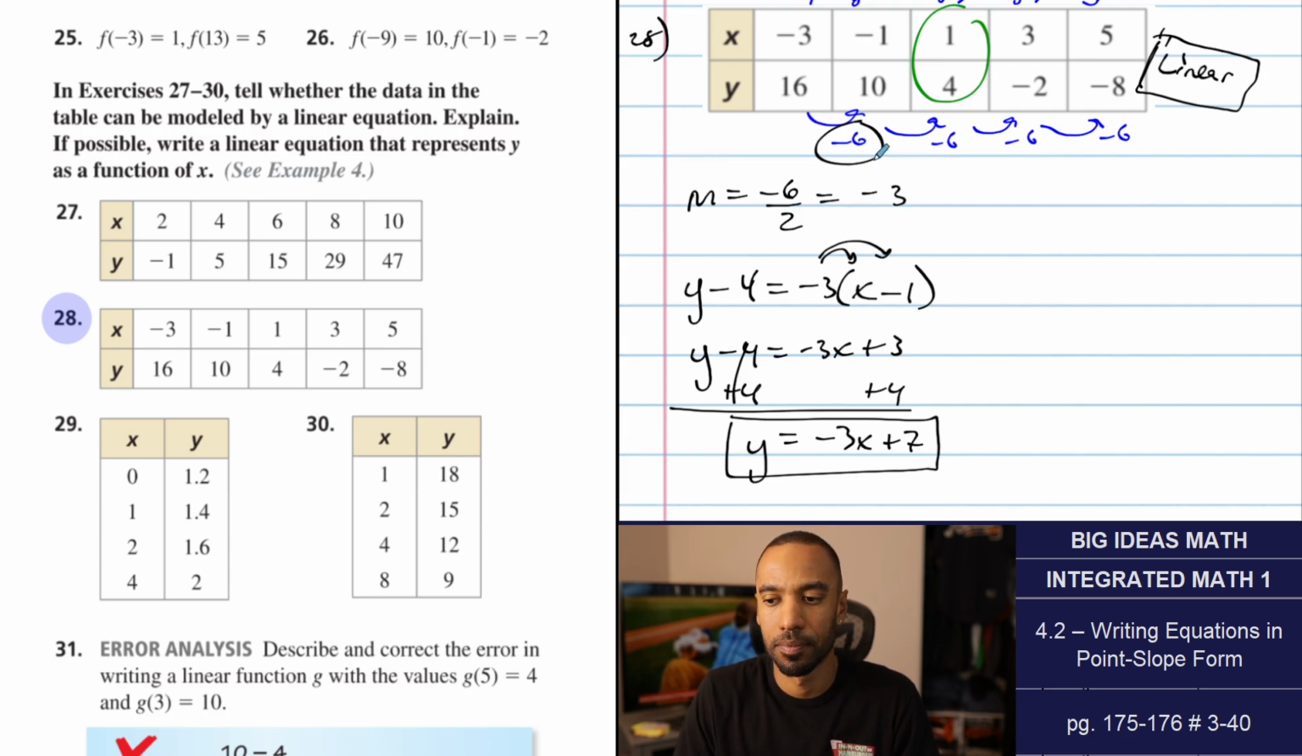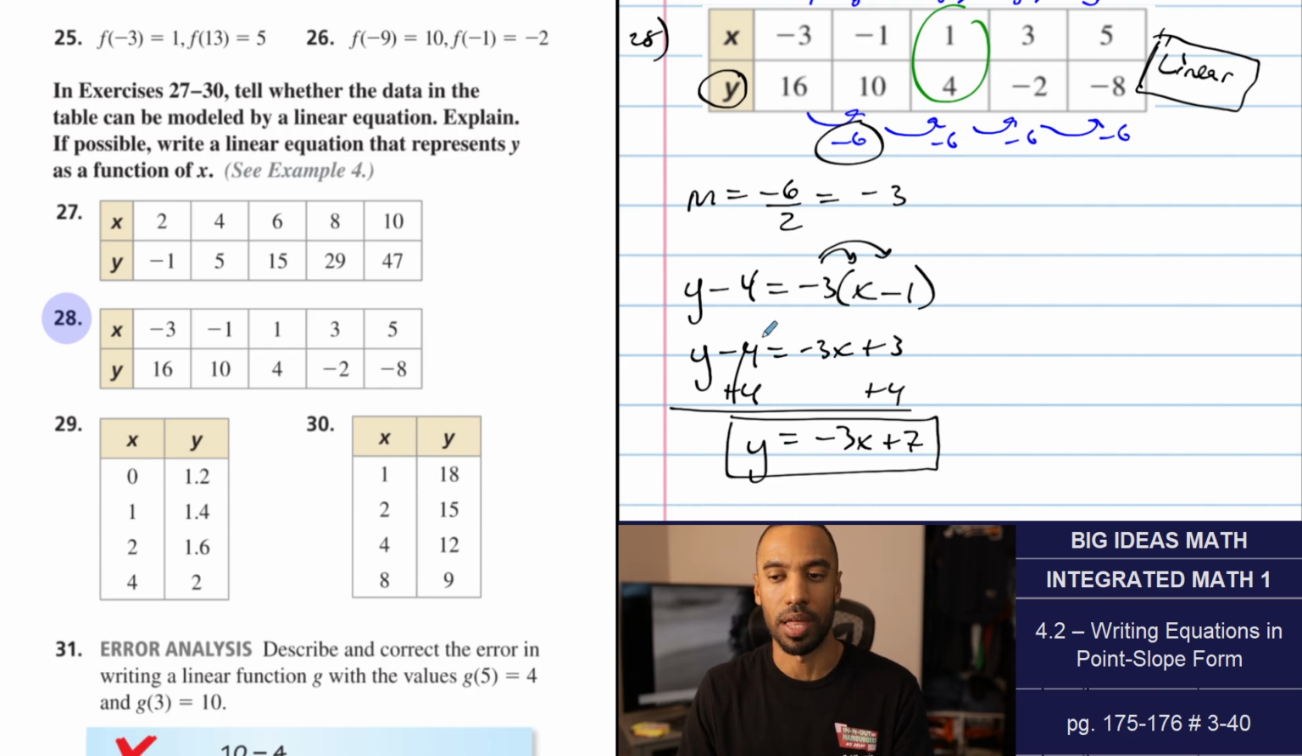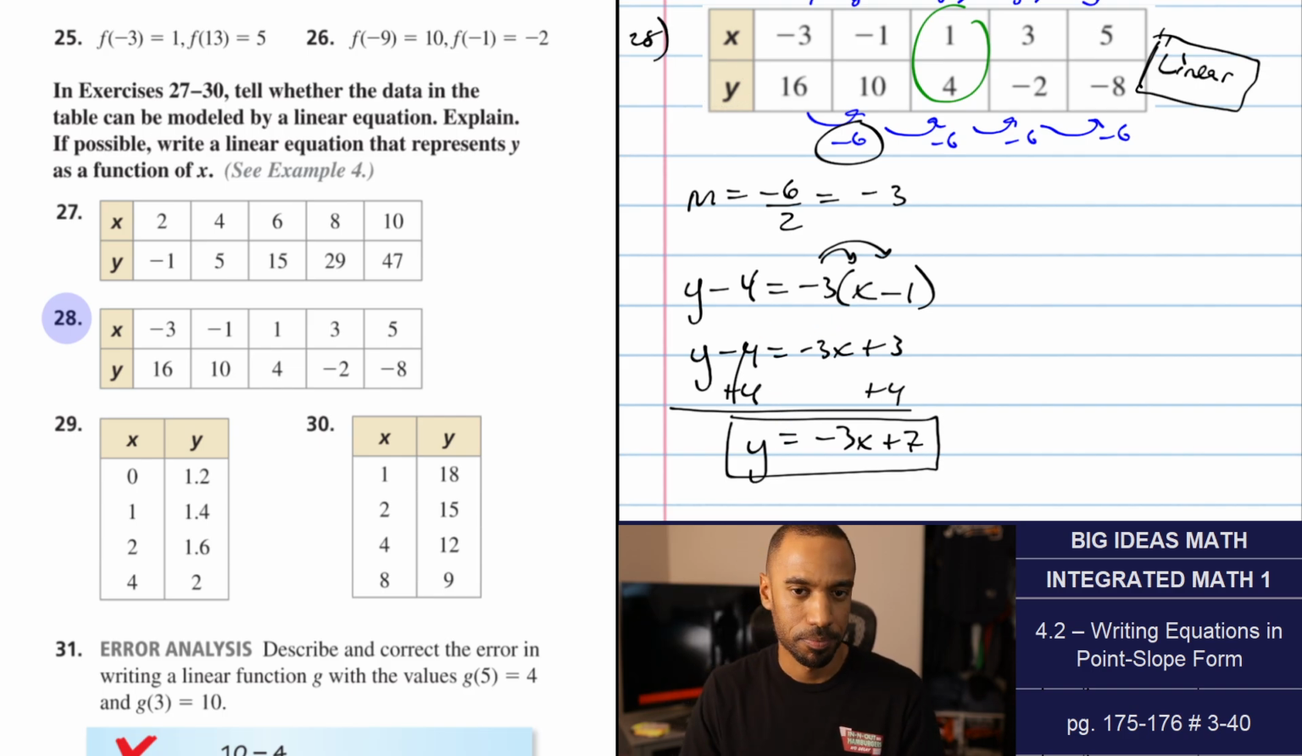Oh, I didn't use f of x because this has a y that's there, so that's the variable that we can kind of base it off of.